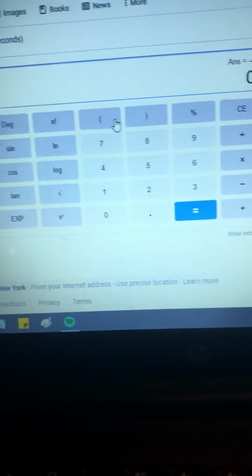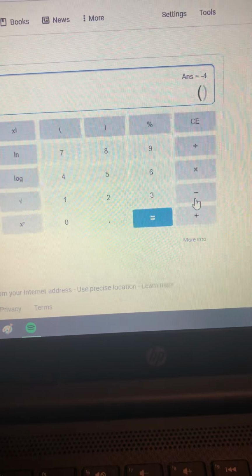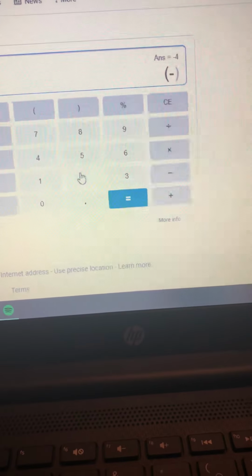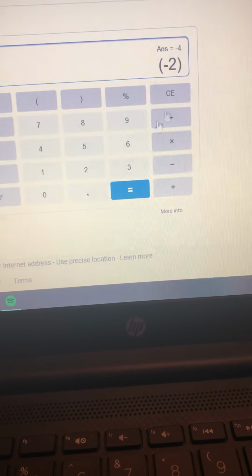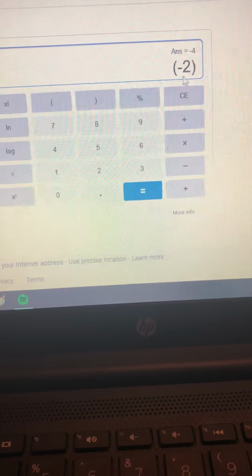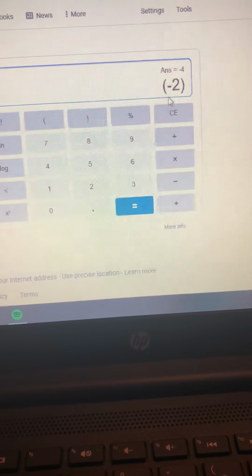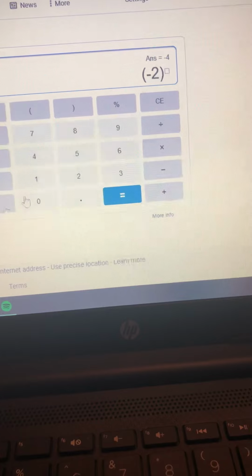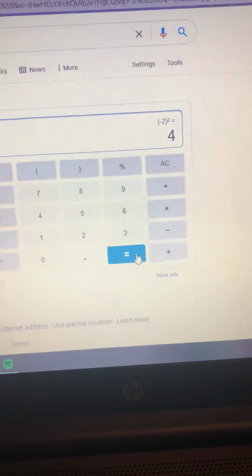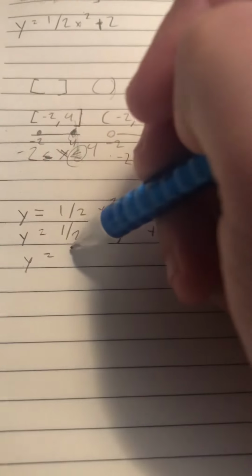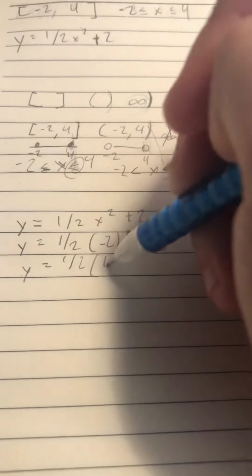So, one thing to note is that if you have a negative number in parentheses with your exponent, you include the negative. I'll show you why in a second. You probably know this, but just as a review. So negative 2 to the second is equal to 4. So y equals 1/2 times 4 plus 2. That's a good thing to start with.